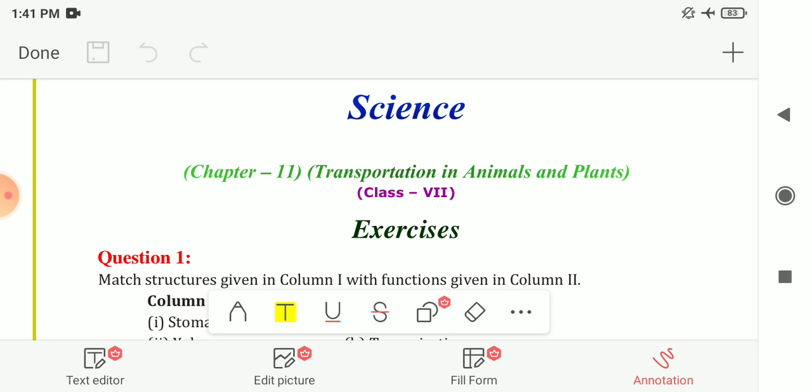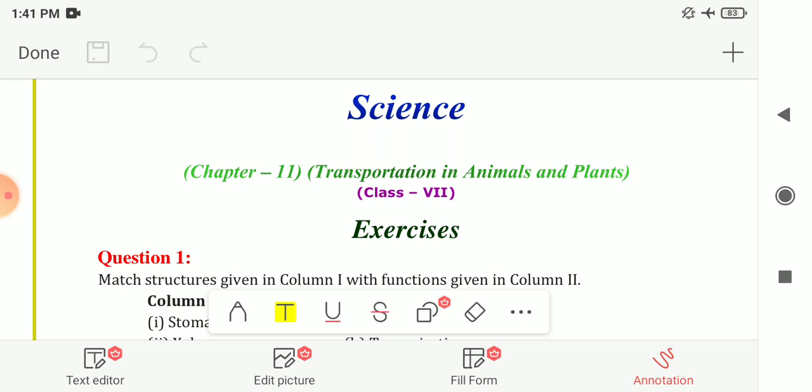Then we had seen that the upper chambers of the heart are called atria and the lower chambers are known as the ventricles. Then we had seen that the right chambers of the heart carry deoxygenated blood, that means blood which is rich in carbon dioxide, and the left chambers carry oxygenated blood, that means blood which is rich in oxygen.